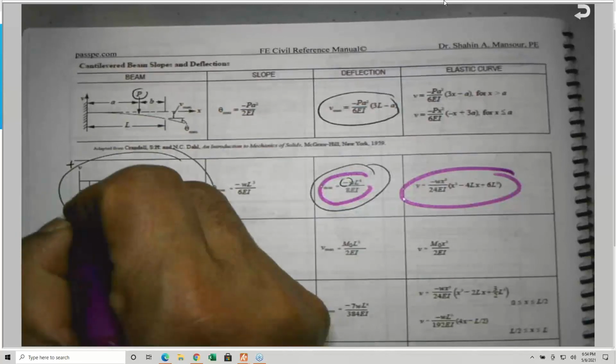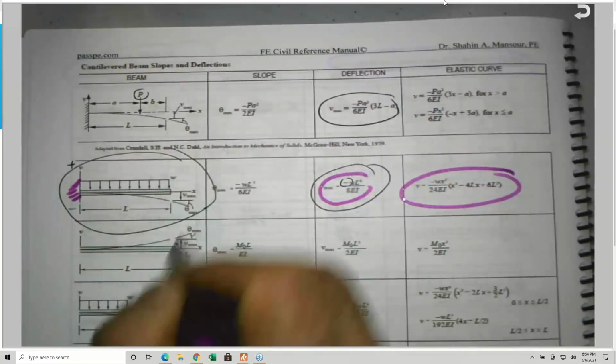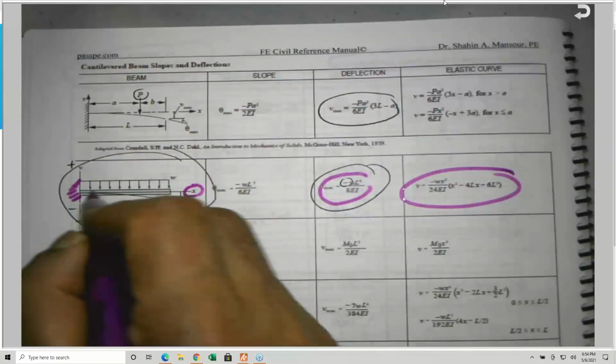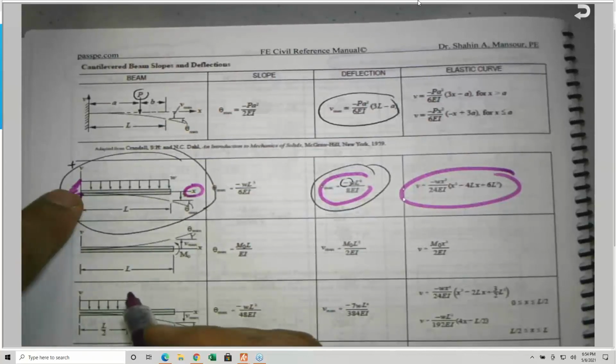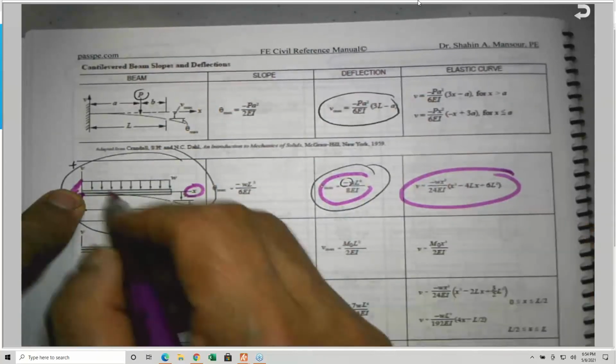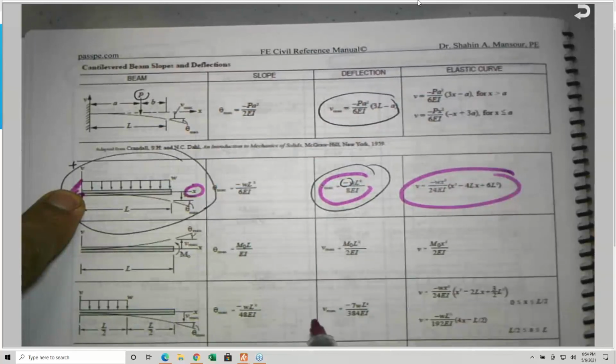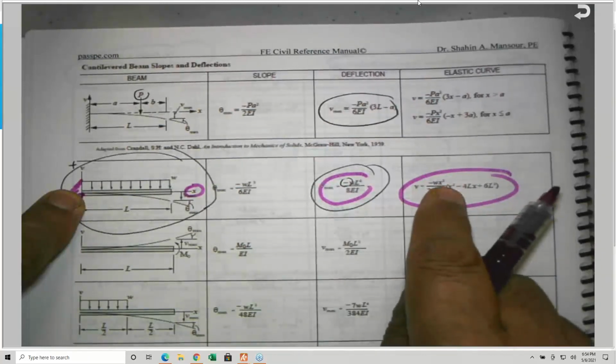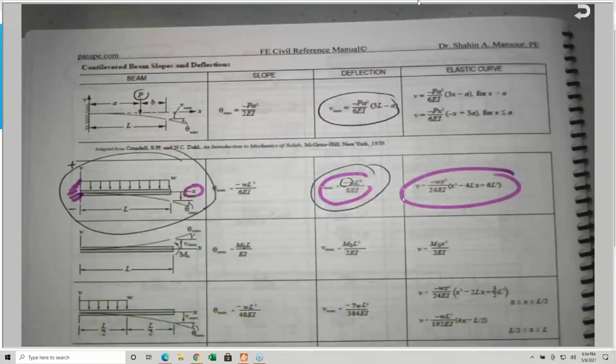This is fixed here, and this is the free end, and this is X. X is equal to 0 here, because the deflection here is 0. If you look at this equation and put X equal to 0, this term will be gone. Here it is, WX squared, X is 0, so there's no deflection at the fixed end. So I need you to be aware of that.